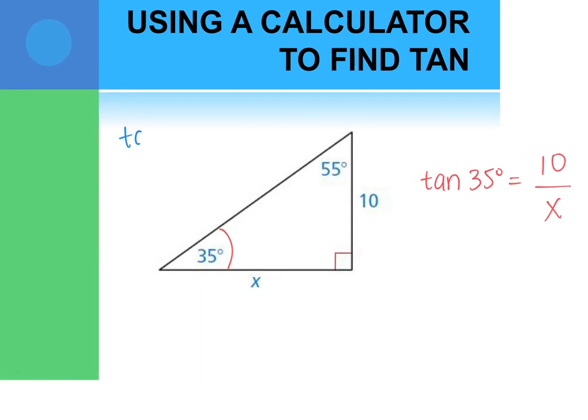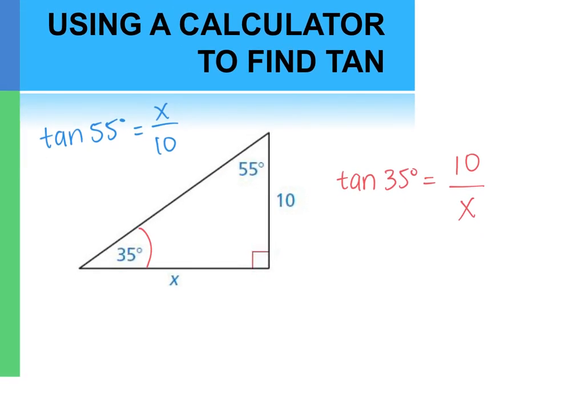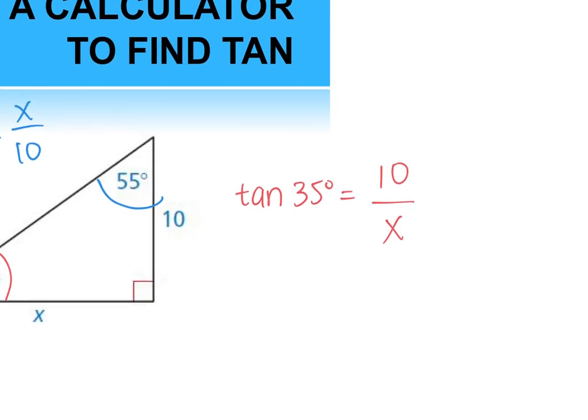55. Tangent of 55 degrees is equal to x over 10. Both of these are solvable and will give you the exact same answer, okay? So let's solve the first one that Jaden came up with. The first one that Jaden came up with was the tangent of 35 equals 10 over x.